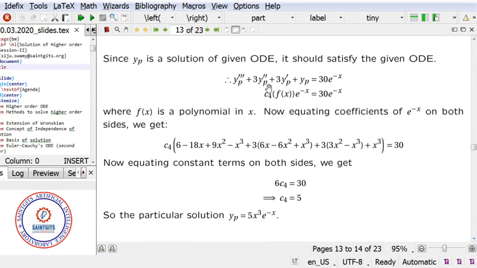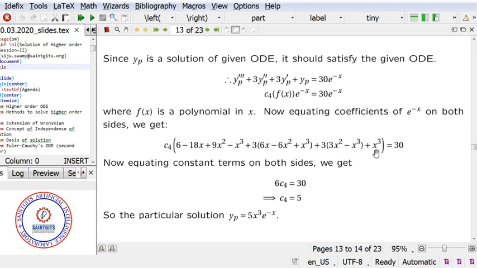Anyway, in every term there is a c4 and e raised to minus x. For convenience, I take e raised to minus x to the right and c4 to the left. The remaining terms contain a polynomial in x, that is c4 into f of x and e raised to minus x equal to 30 e raised to minus x. The next step is straightforward. We simply equate the coefficients of both sides. The right side coefficient is 30 for e raised to minus x. On the left side the coefficient of e raised to minus x is c4 f of x. That is c4 into this big expression equal to the right side coefficient 30.